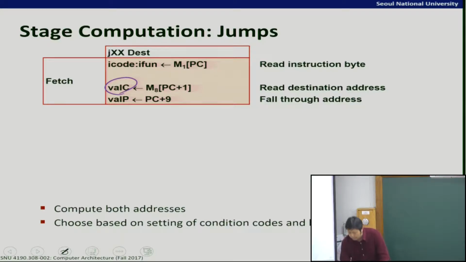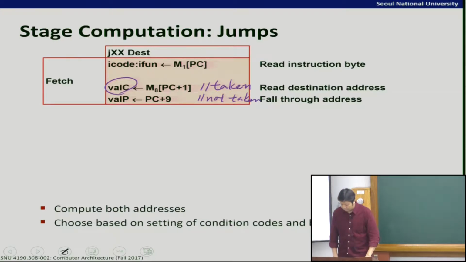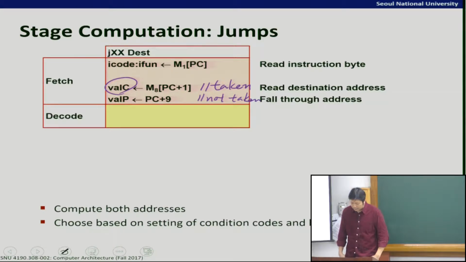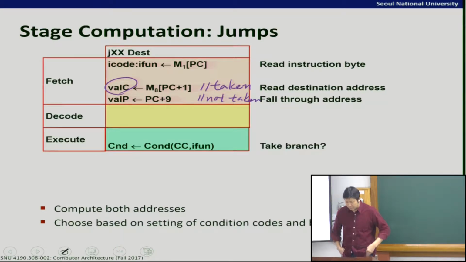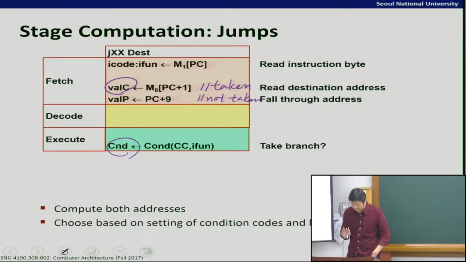If it's taken, then this one will be the target. If it's not taken, then this one will be the target address. So we compute both target addresses. In the decode stage, do nothing. In the execute stage, you evaluate the condition. The condition is a one-bit flag for whether the jump condition is satisfied or not. So this is a Boolean variable, Cnd. If it's true, then it's taken. If it's false, then it's not taken.